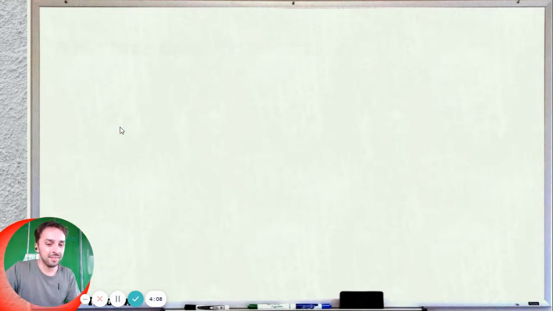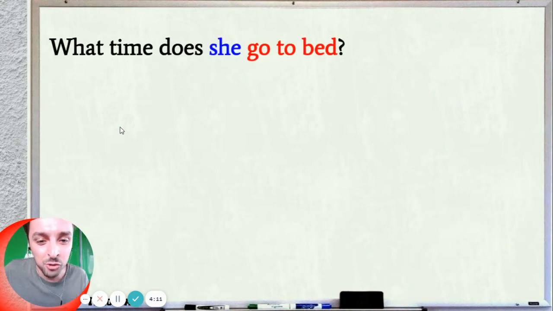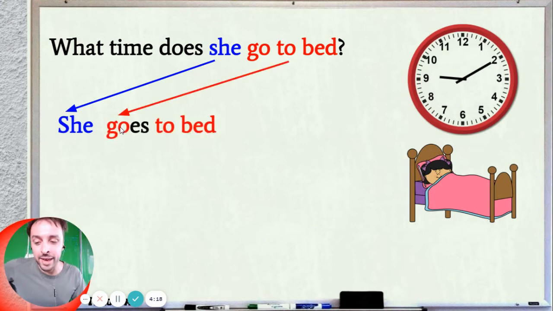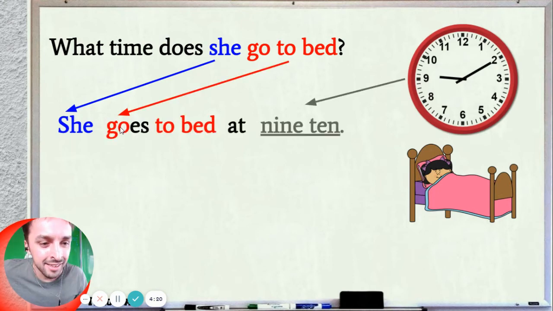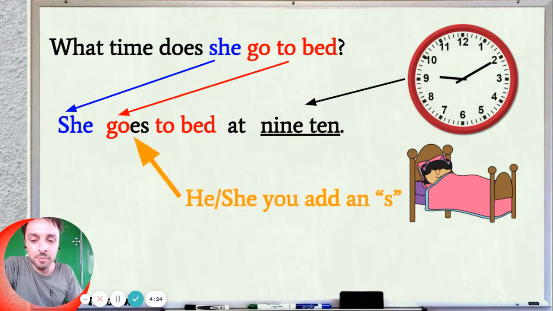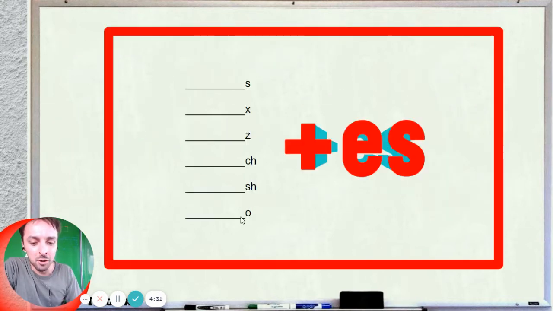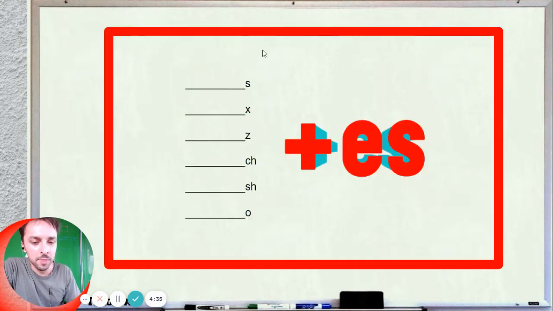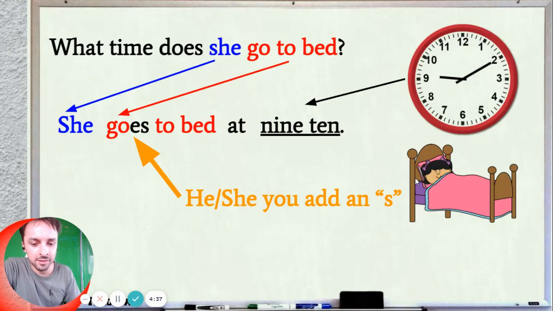Sometimes. Oh, yes. What time does she go to bed? Let's do it. What time does she go to bed? She goes to bed at 9:10. And remember, if it's he or she, you have to add an S. But this time is ES because it ends in an O. So go ends in an O. So you add ES. Goes to bed.